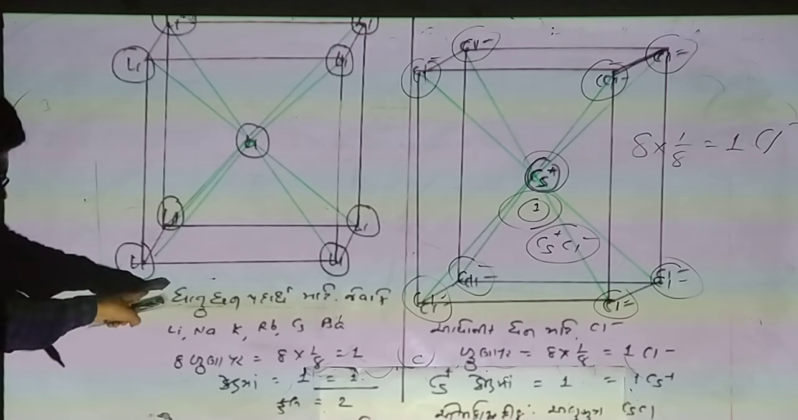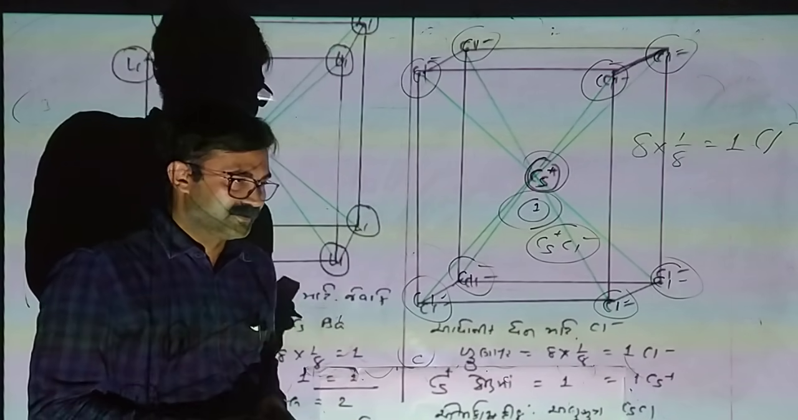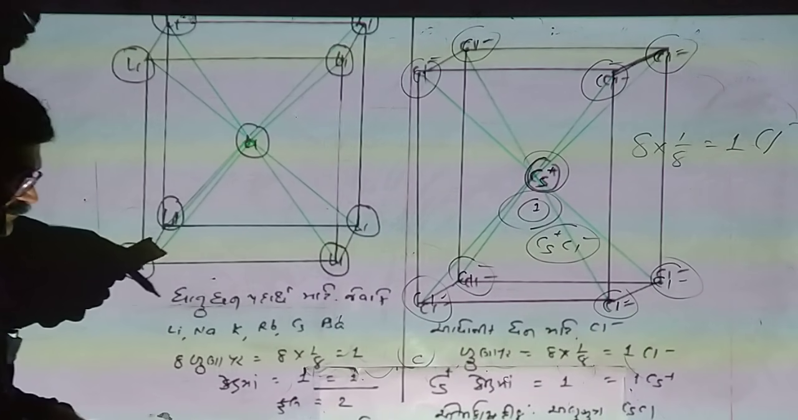Here Z will be 2, the number of atoms per unit cell is 2. Here, in the ionic case, Z is 1. The number of molecules is 1.